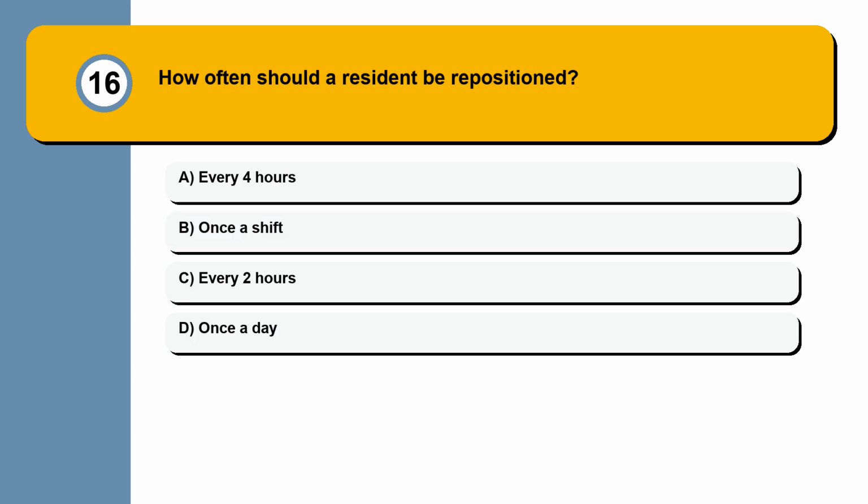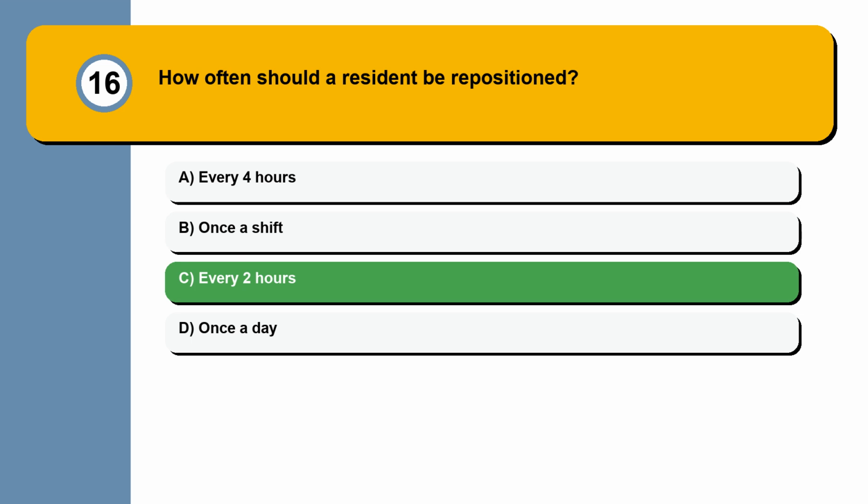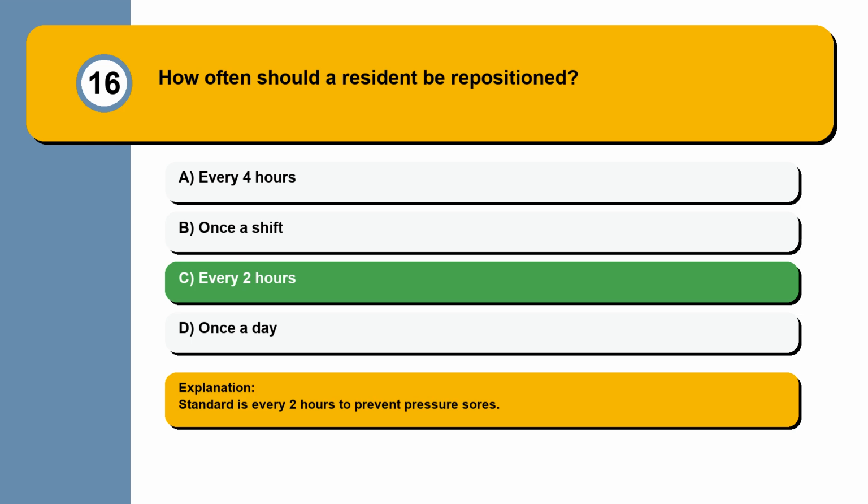Question 16. How often should a resident be repositioned? Every 4 hours. Once a shift. Every 2 hours. Once a day. Standard is every 2 hours to prevent pressure sores.